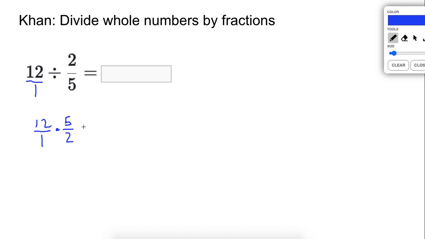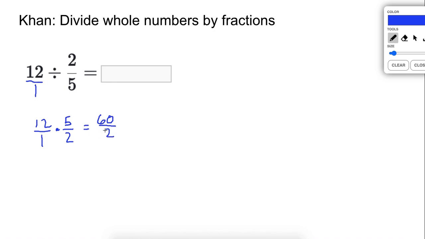And then we just multiply straight across, so we end up with 5 times 12. 5 times 10 is 50. 5 times 2 is 10. So we add those together. We would get 60 over 1 times 2, which is 2.